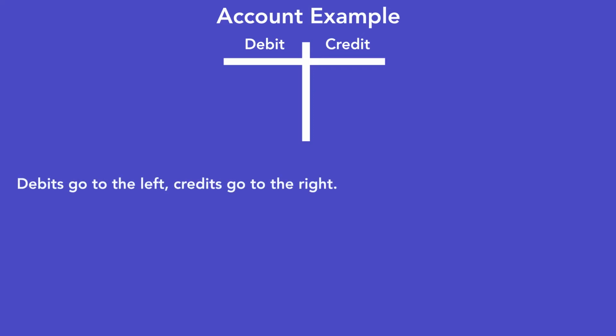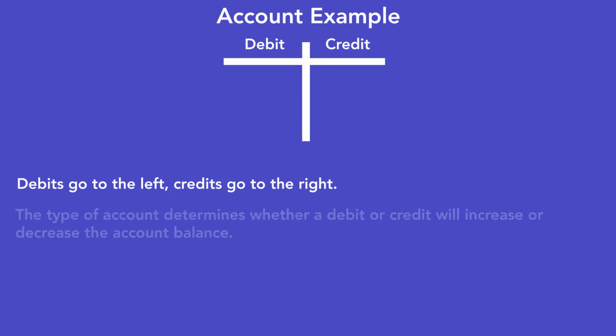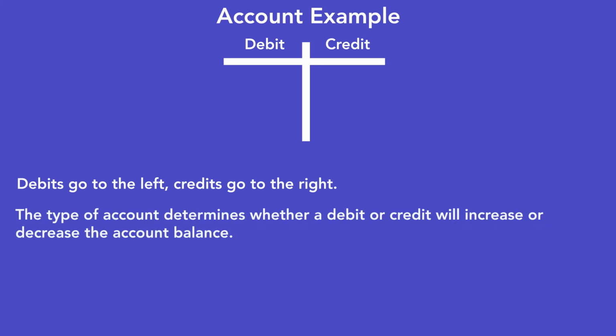When we enter amounts on the left side of an account, this is known as debiting the account, and when we enter amounts on the right side, this is known as crediting the account. When we say debit or credit, these terms by themselves don't mean plus or minus or increase or decrease. When an account is debited or credited, it depends on the account itself whether the entry constitutes an increase or decrease to the account balance.